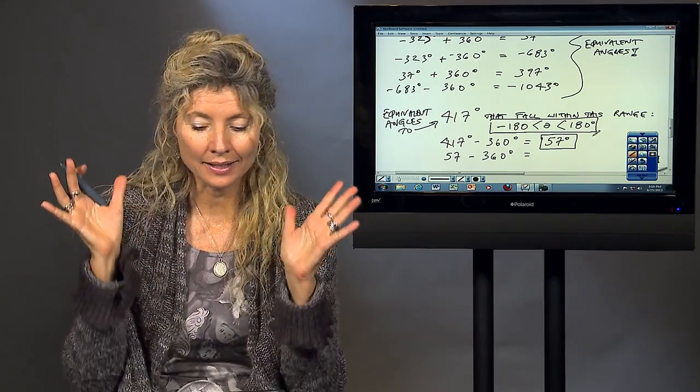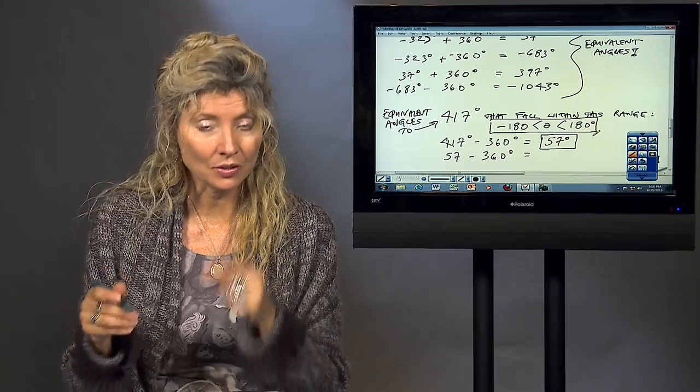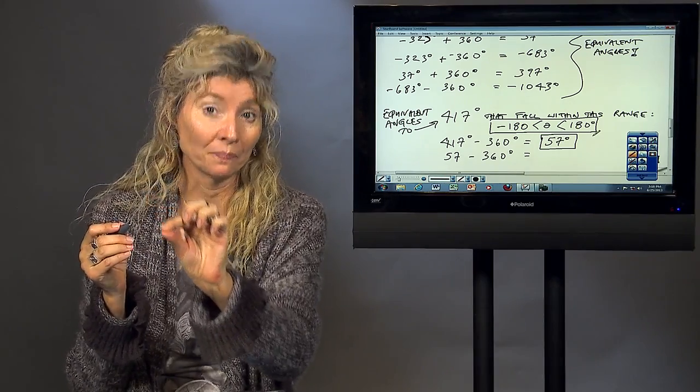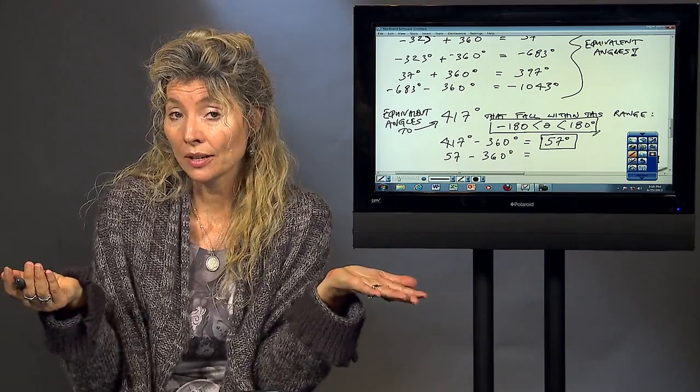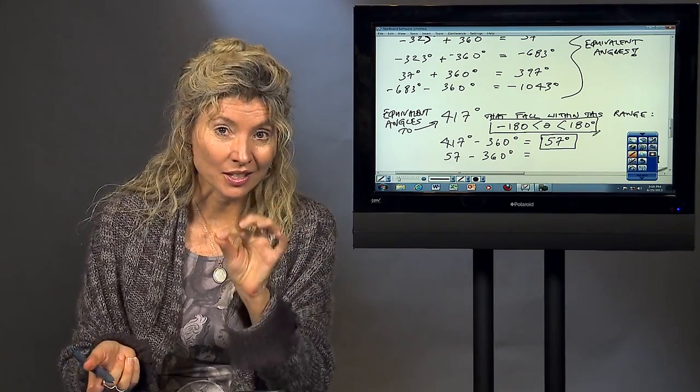So don't let that target range of negative 180 to 180 trick you. I would say that's probably the trickiest part about this chapter, that students just get distracted by the goal. The goal is to get yourself back home. Equivalent angle: add or subtract 360, you're back home. And then it's just a matter of, can we get in that target range?